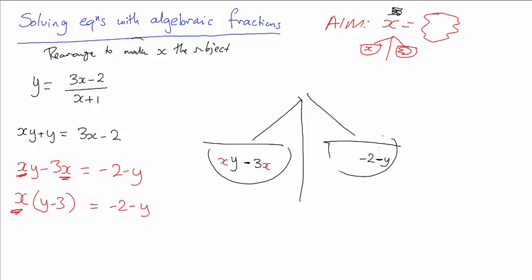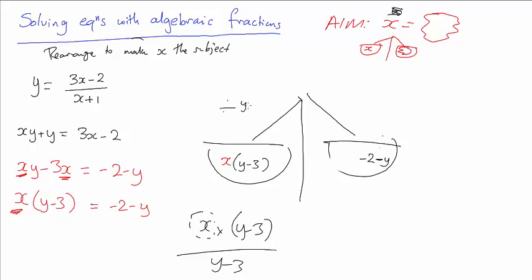And now, obviously, because that's this side, let me rewrite that side. Remember that this literally means x times y minus 3. So this is essentially x, the thing we want, being multiplied by y minus 3. To sort that out, we're going to divide by y minus 3. That's going to get rid of that.